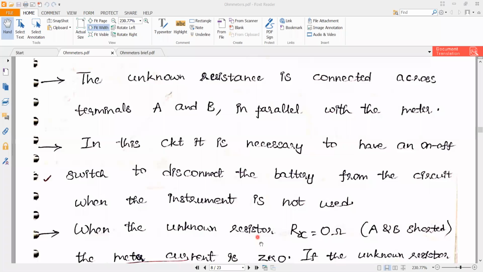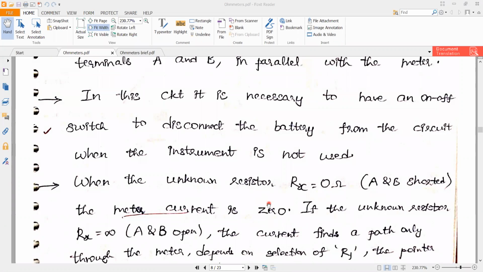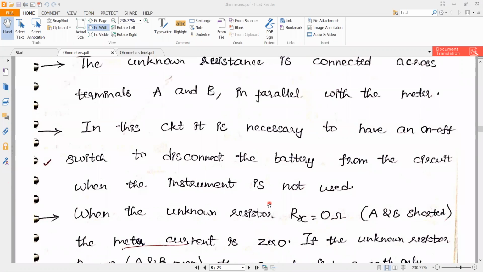This is the first case, when the unknown resistance Rx is equal to 0. When the unknown resistance Rx is equal to 0, then the A and B terminals are short circuited. Therefore, the meter current is 0. If the unknown resistance is 0, then the meter current is also 0. Let me show the diagram.